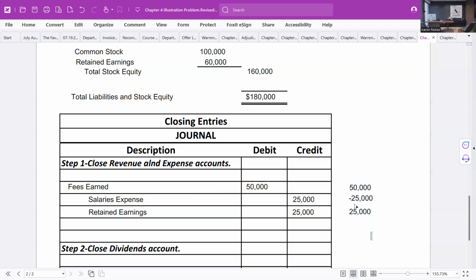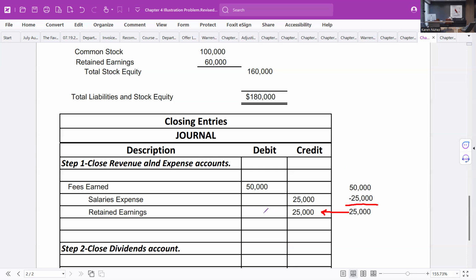Right? So we always want to make sure we take the difference between what we've closed out in revenue and what we've closed out in expenses. And it's that difference that gets closed into that retained earnings account. Now, if we had more expenses than we did revenue, we'd be debiting the revenue account. And you'll see that on one or two of the homework problems. But here we've got income. And when there's income, we'll be crediting retained earnings.